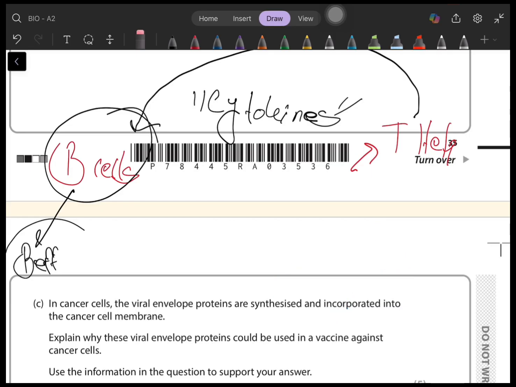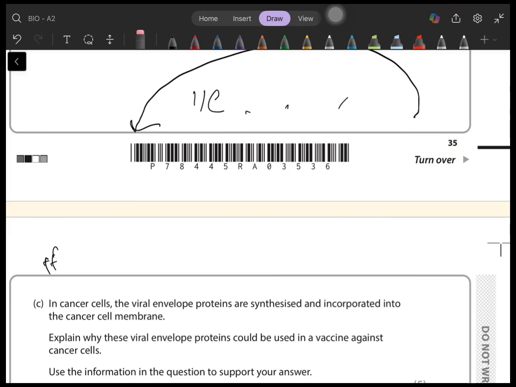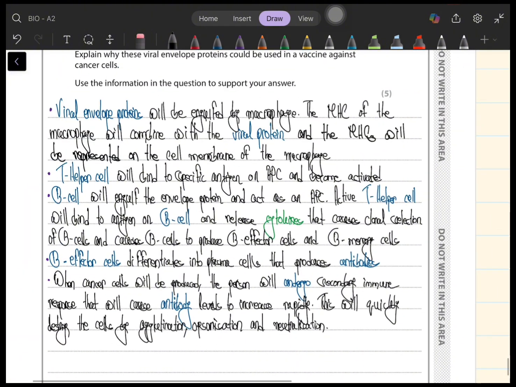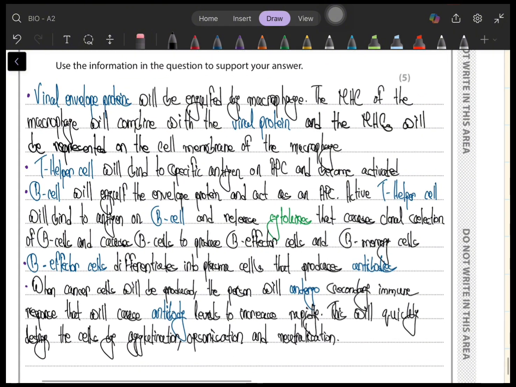So basically a vaccination kind of question. The first time the person is exposed to the antigen, that is going to be the primary immune response, and when the person gets exposed to the same type of cancer cell for the second time, that is going to be the secondary immune response. So I have basically written all of that down.